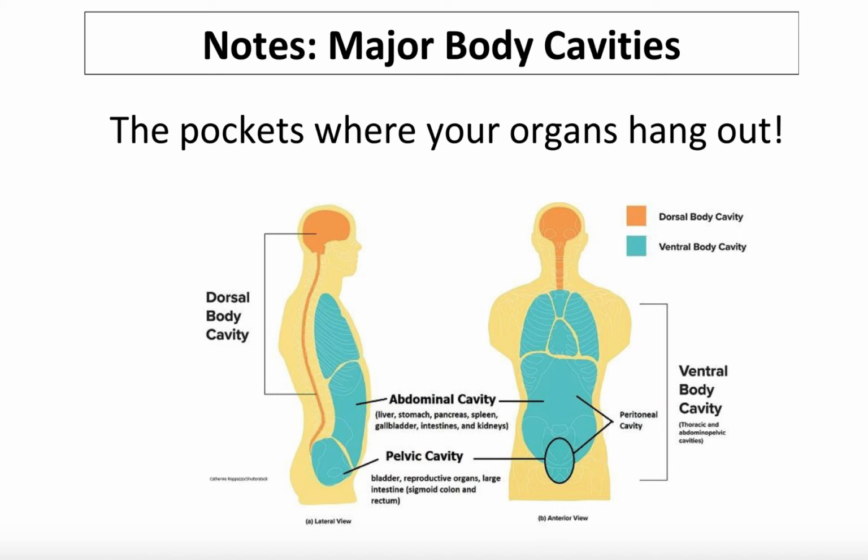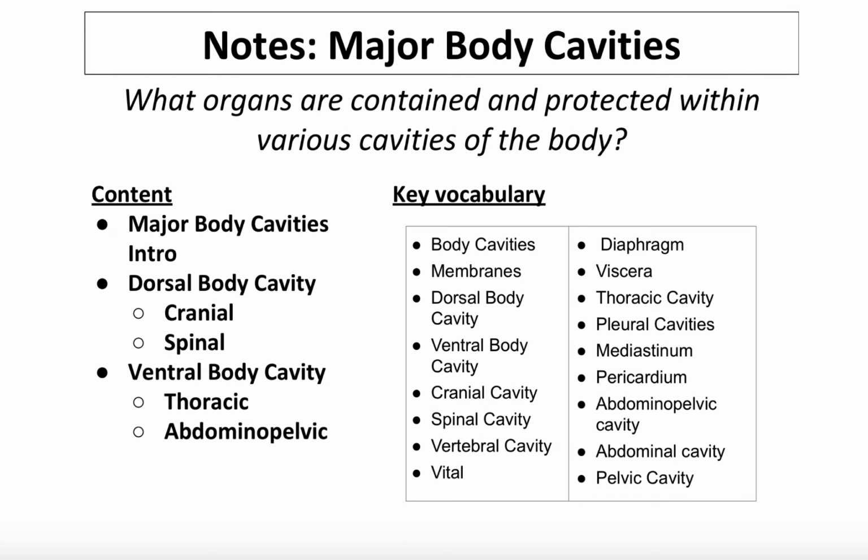Today's lesson is going to cover the major body cavities, aka the pockets where your organs hang out. This is a really nice picture of the cavities that we're going to go over, and then we're going to also go over some of the major subdivisions within it. So that's what this lesson is going to cover. In addition, we're going to talk a little bit about the organs found in those subdivisions or those cavities, and we're going to cover all these terms along the way.